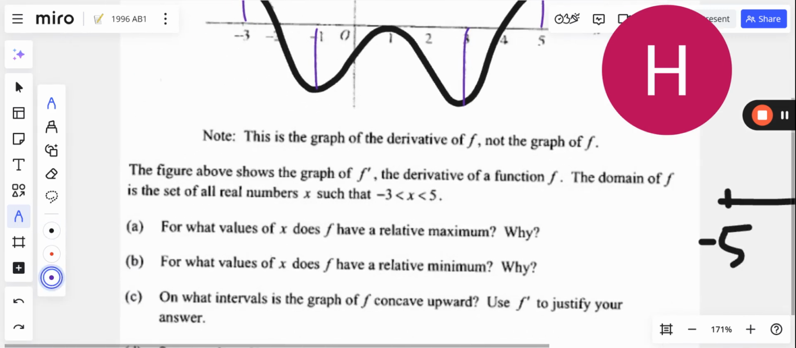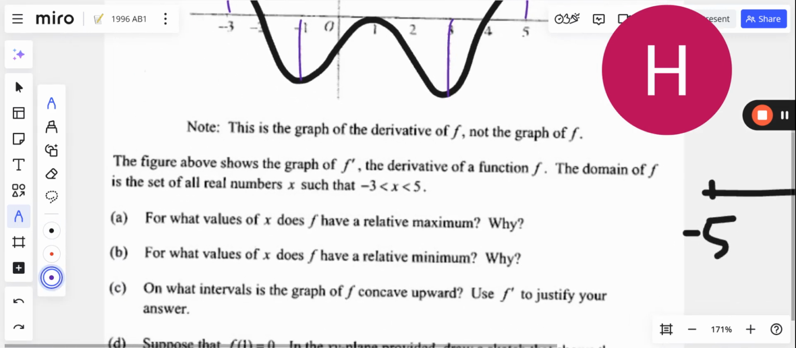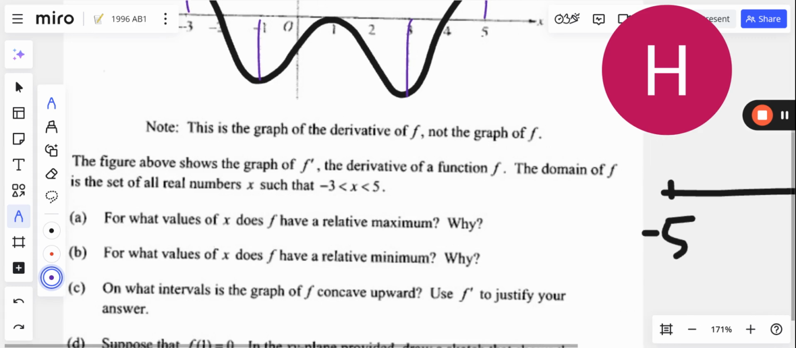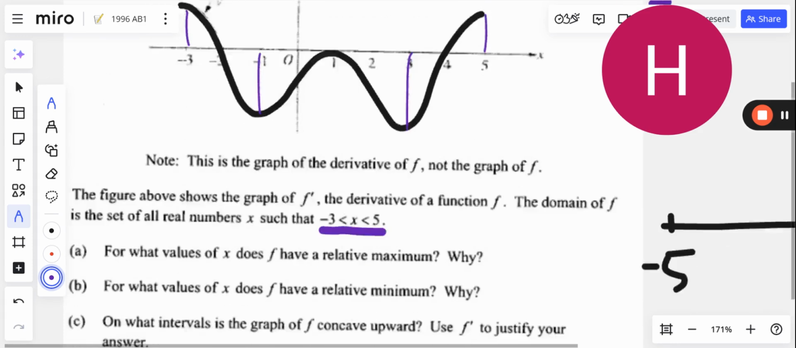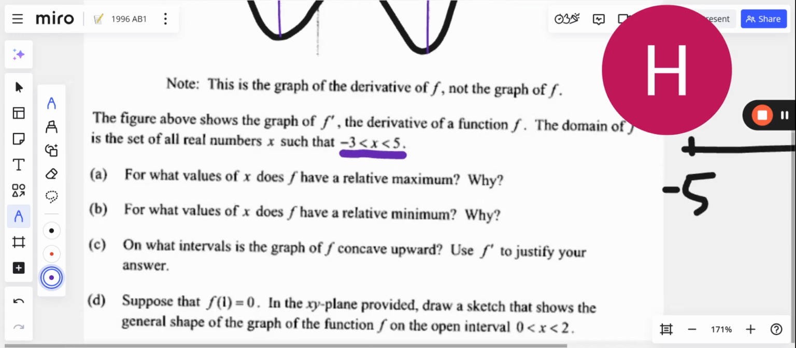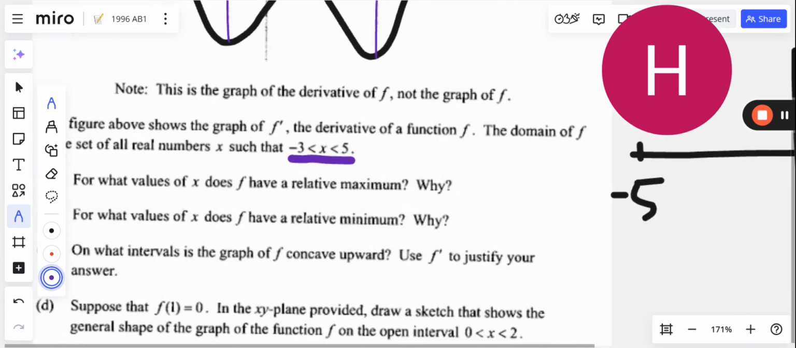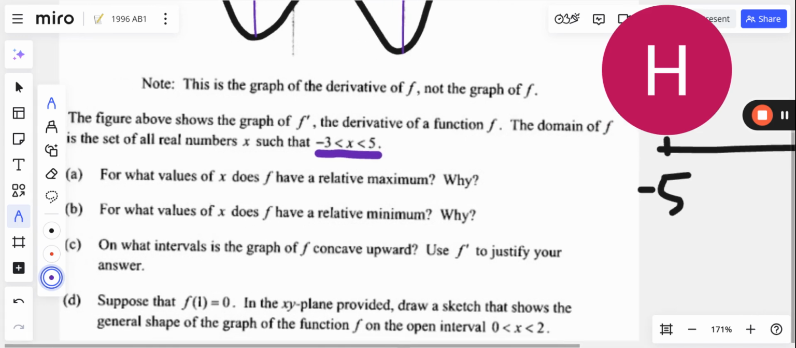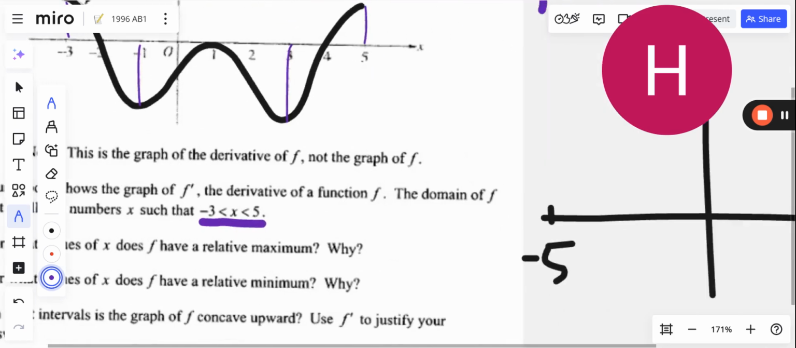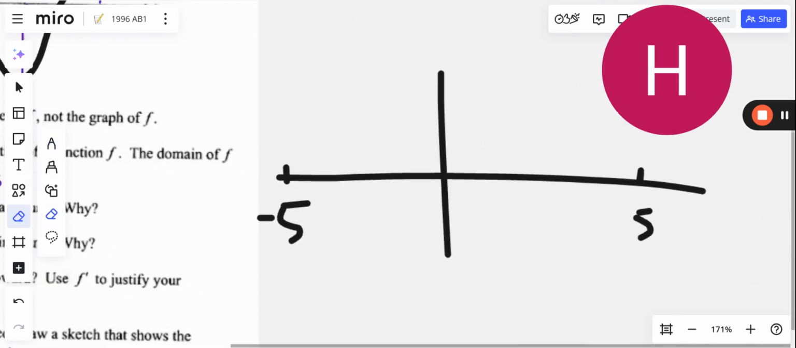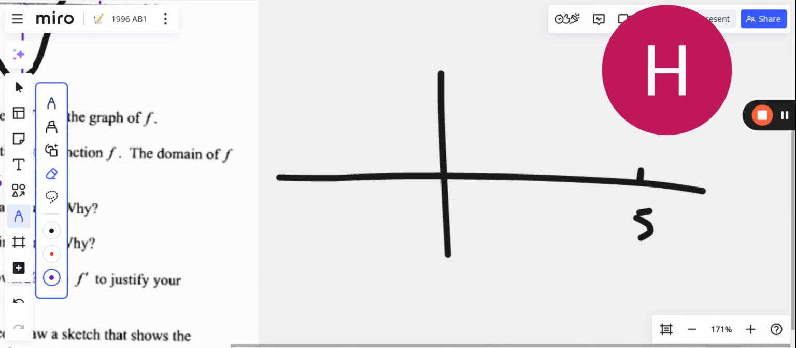Okay, let's take a look here. So the figure shows the graph of f prime. We've established that. And the domain of f is the set of all real numbers from -3 to 5, not inclusive. That's really important that it's not inclusive for when we sketch the graph of f. When we sketch it, it needs to not have a dot at x equals -3 or x equals 5. Oh, so it looks like it doesn't go out to -5. It looks like it just goes out to -3. Let's call that right here.